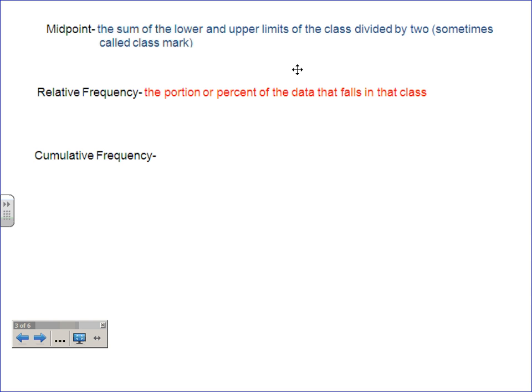Some of you should be able to do that in your head, because if it's 6 over 50, it's 12 over 100, 12%. That's 0.12, which is how you could write that, or you could write it as 12% if you want. 12 hundredths is basically the percent or the portion of the data.